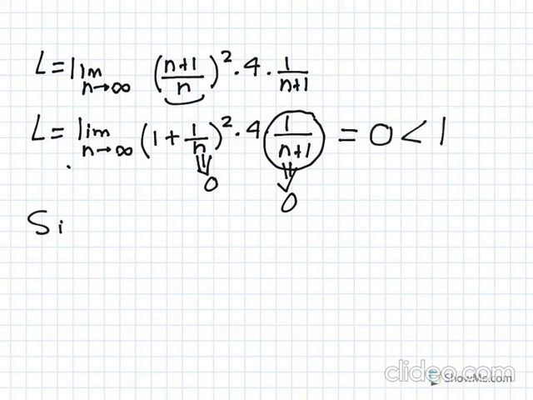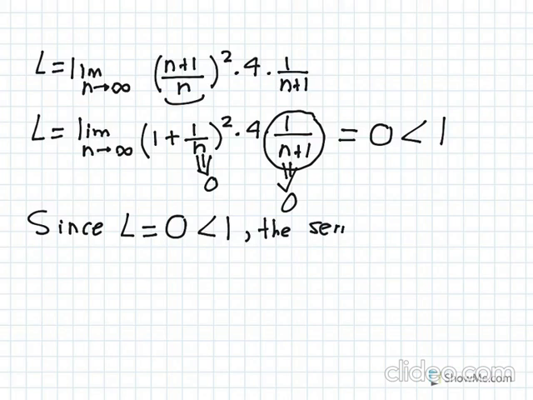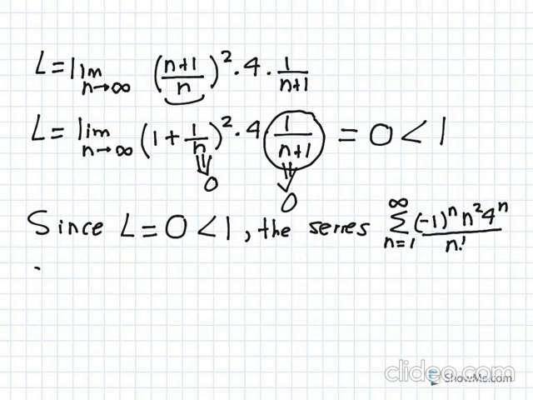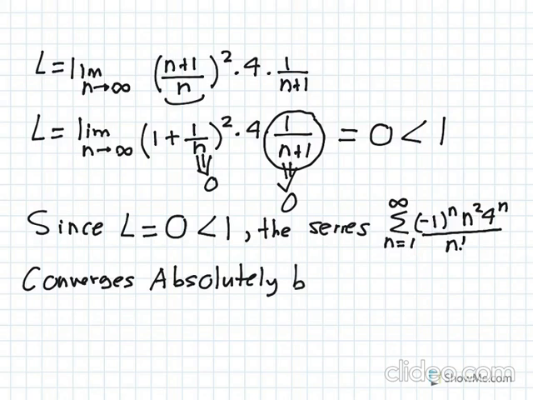So since L is equal to 0, which is less than 1, the series summation n equals 1 to infinity of negative 1 to the power of n times n squared times 4 to the power of n divided by n factorial converges absolutely by the ratio test.